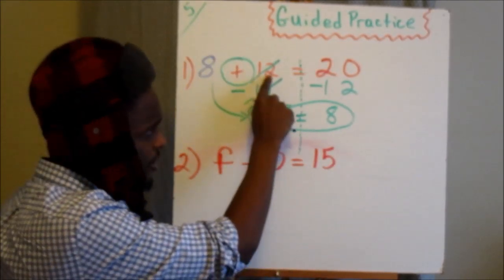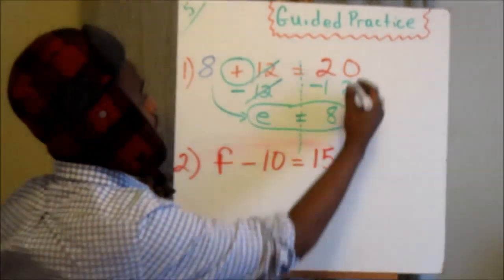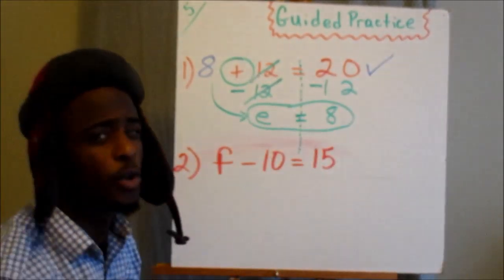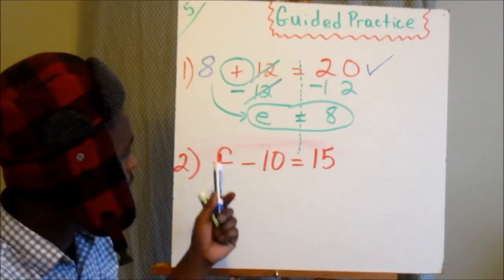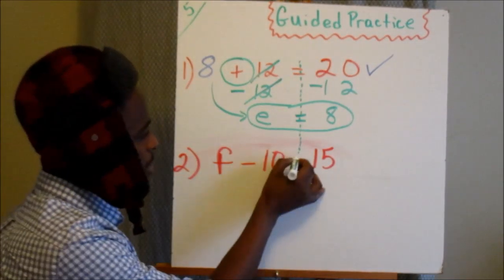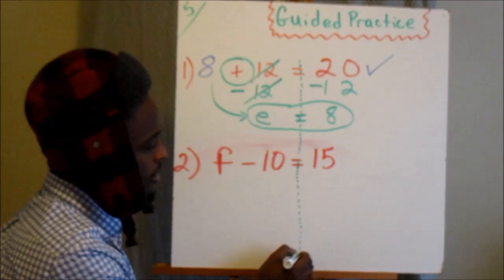8 plus 12 equals 20. Is that true? Yes. So I know I got it correct. Always, always check your work by substitution. Alright, looking at our second example. Again, I draw my dividing line down the equal sign.